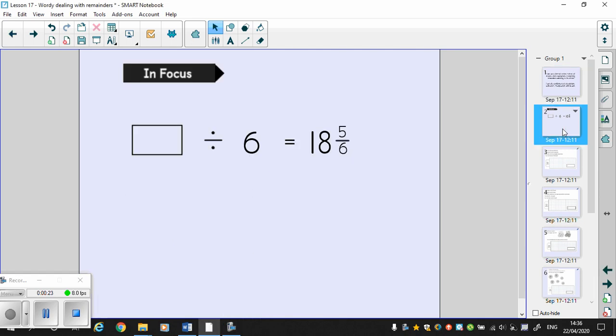I've got a number and when I divide it by 6 I end up with 18 and 5/6. If you think of it in terms of I have got a number of sweets and I am sharing those sweets between 6 people and each person gets 18 sweets and 5/6 of a sweet, that might help you work out what number of sweets I started with. Pause the recording now and then come back when you've had a go. Good luck.